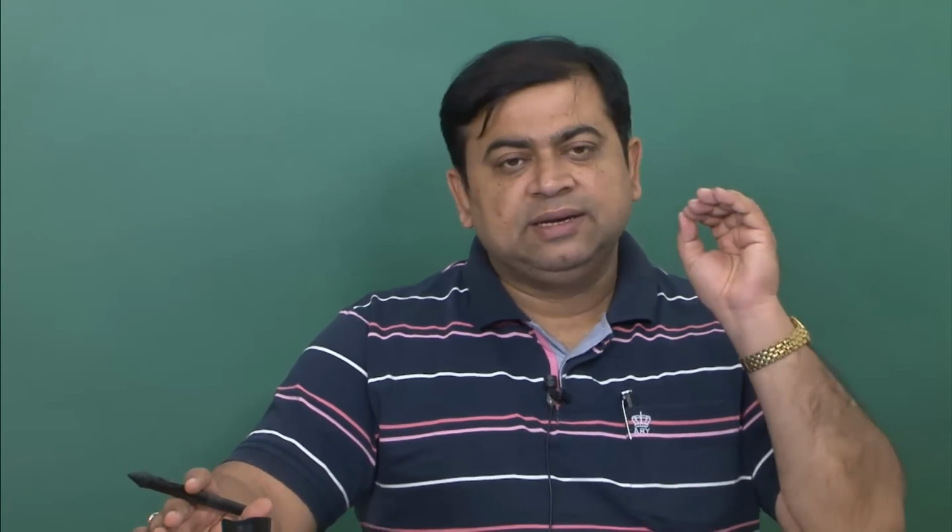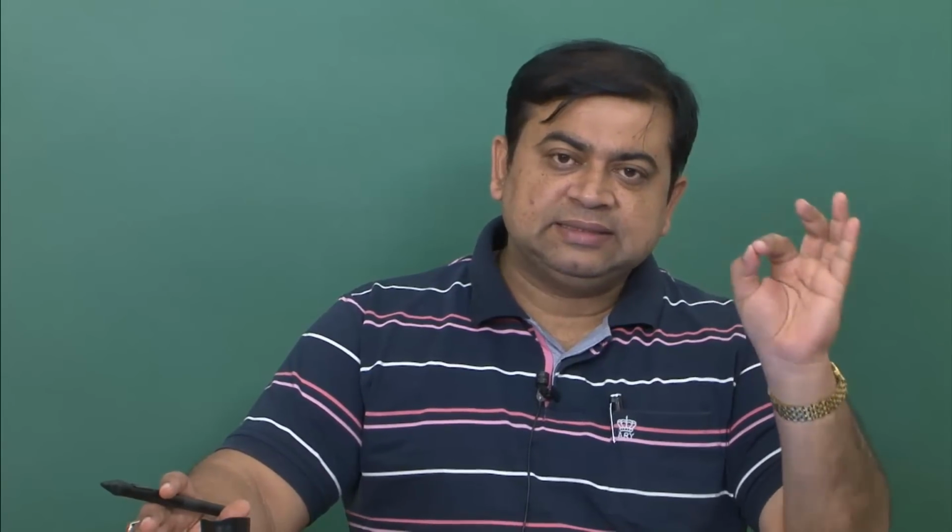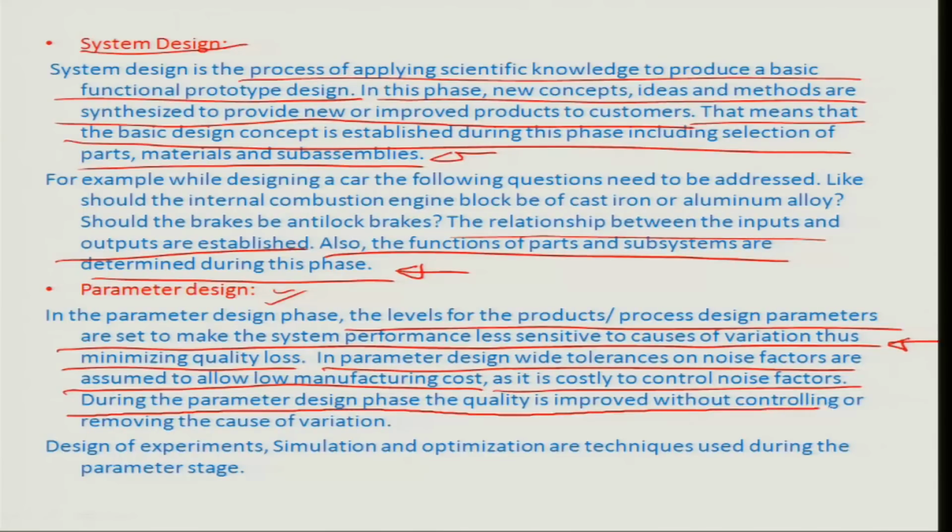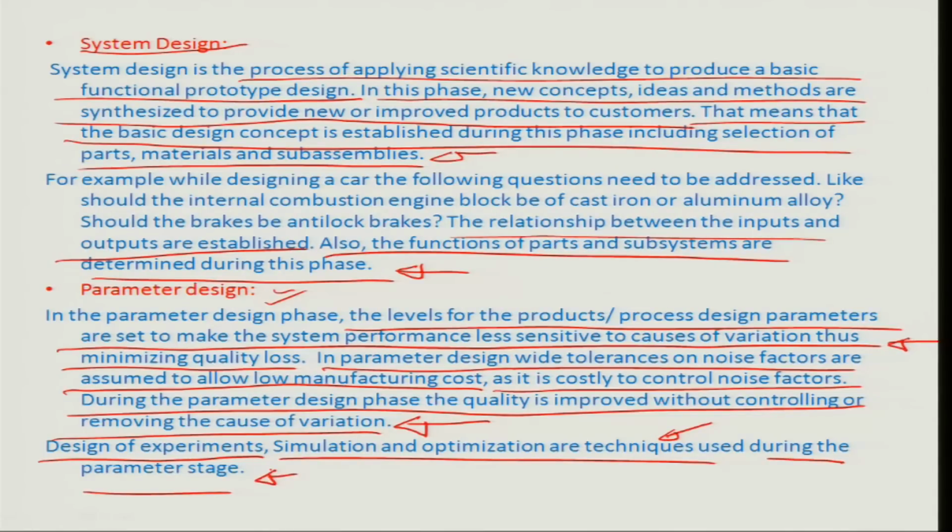So, there is a sort of trade-off at the parameter design stage itself, which has to be obtained by a quality engineer at that stage to necessitate that a certain standard of quality be met by the particular product. So, during the parameter design phase, the quality is improved without controlling or removing the cause of the variation, and then you can do design of experiments, simulations and optimizations, and various other techniques at this particular parameter fixing stage, so that you have the right choice of the parameter in the particular design.